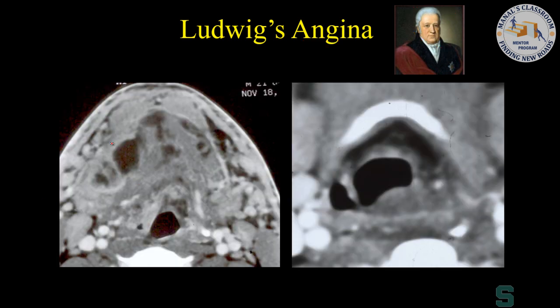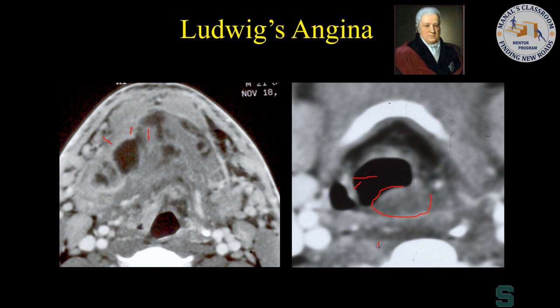Another example of Ludwig's angina here, we can see multiple abscesses extending along the fascial planes of the sublingual space. And this is an example of an enlarged left aryepiglottic fold. Here's a normal aryepiglottic fold on the right side, and this is why the patients present with that feeling of strangulation because of the compromised airways.